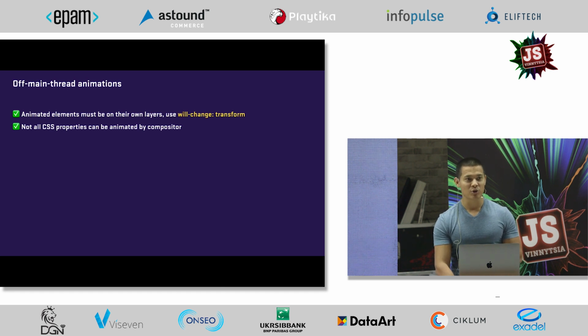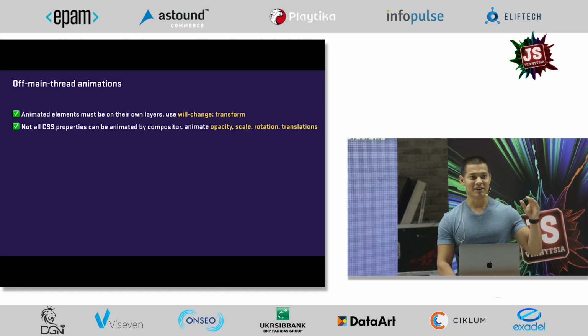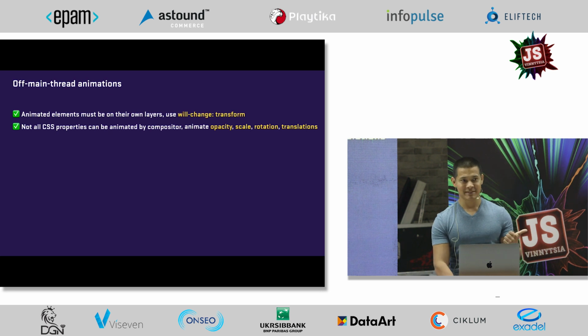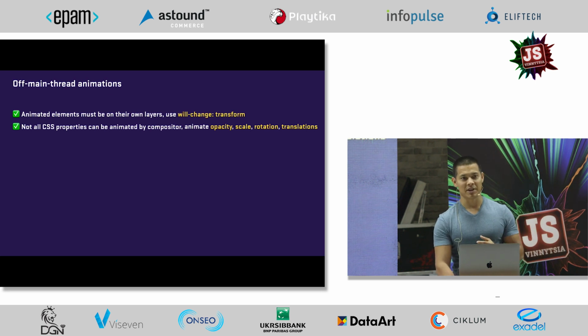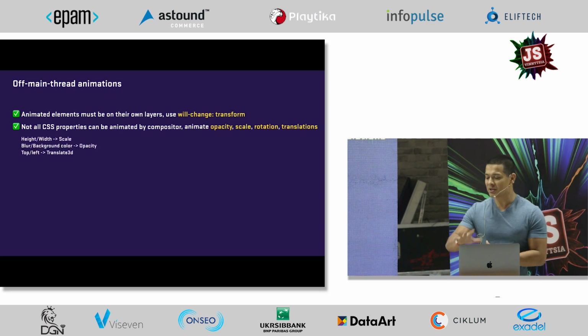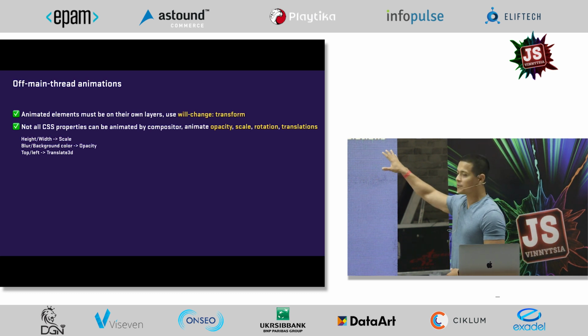Actually, there are only 4 CSS properties that can be done on the compositor side. Opacity, scale, rotation, transition. That's it. If you're animating width and height, it needs to come to main thread. Anything else, it needs to come to main thread. So for example, try to only animate on 4 of these properties.